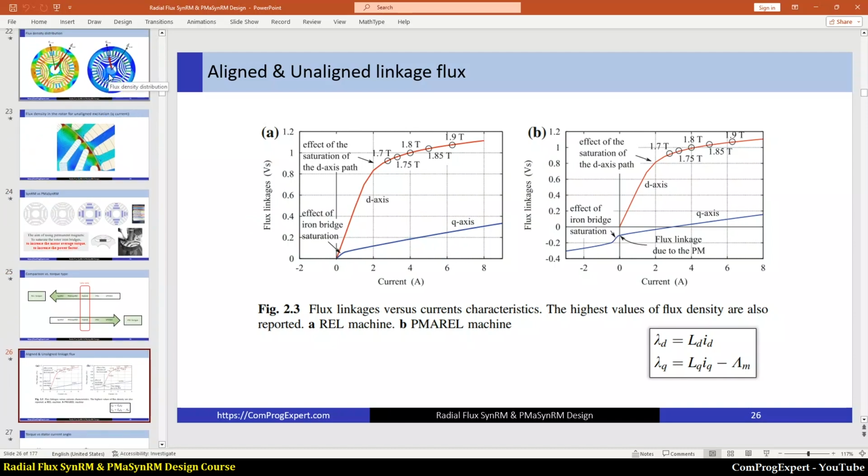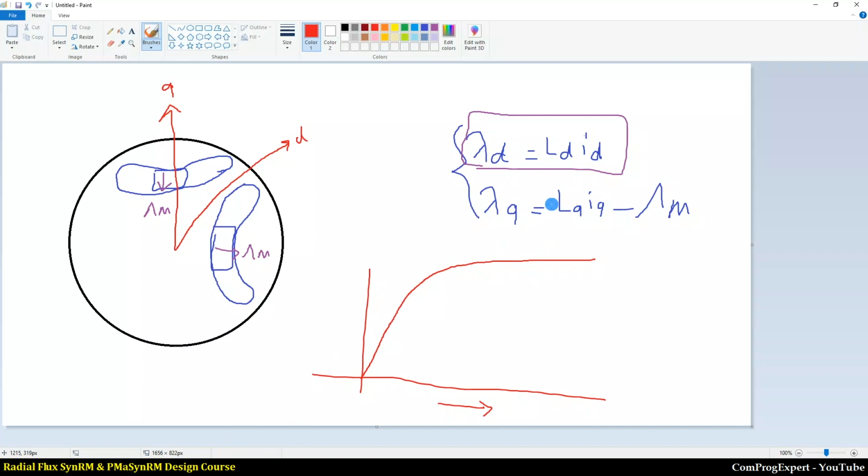When we set the value of the current angle equal to 90 electric degrees, the value of I_D is 0 and we only have I_Q. In the case of a pure synchronous reluctance motor, this is 0.